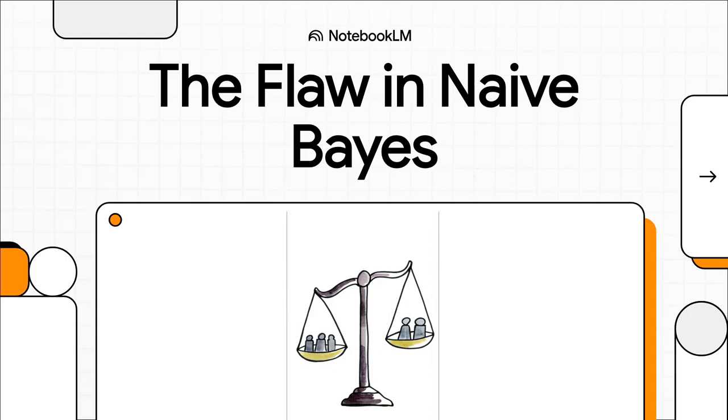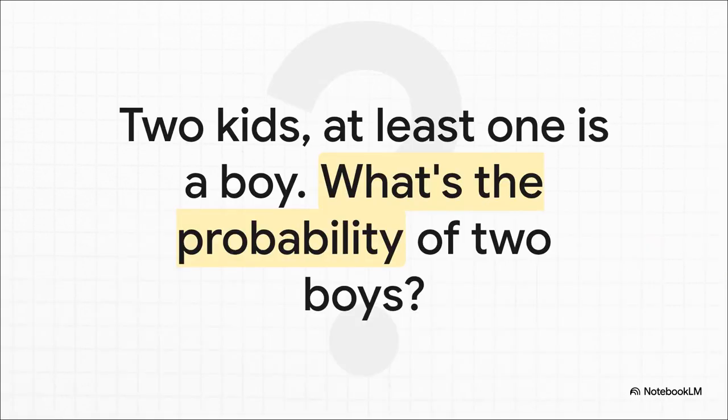In the world of machine learning, it's kind of funny. Sometimes the simplest algorithms are the most powerful, but even the best tools can have a hidden flaw. Today, we're going to dive into a classic, the naive Bayes classifier. We'll look at its one big weakness and then a really clever fix that makes it way better than you'd think. But first, to get our brains warmed up, let's try a little puzzle.